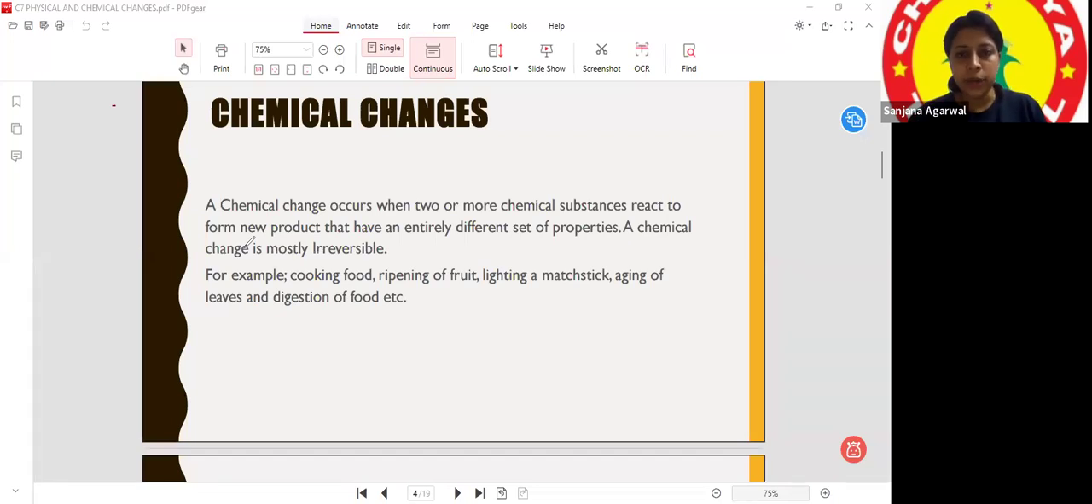So in physical change, write a point. Physical change occurs without changing the chemical composition of matter. Noted? Ma'am, can you repeat? Physical change occurs without changing the chemical composition of matter. Written?